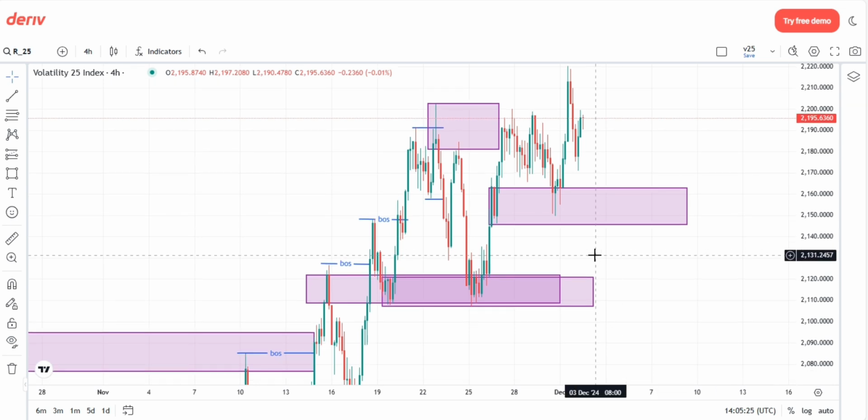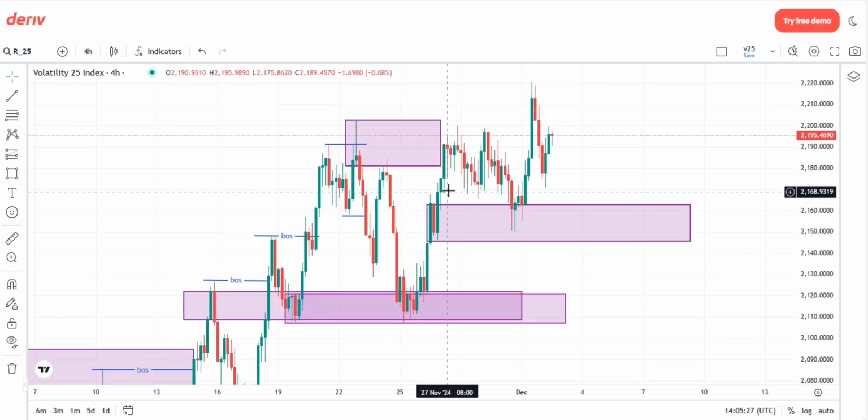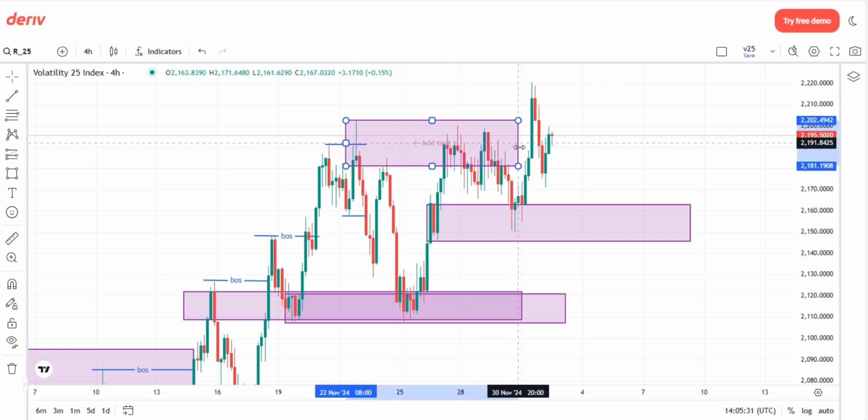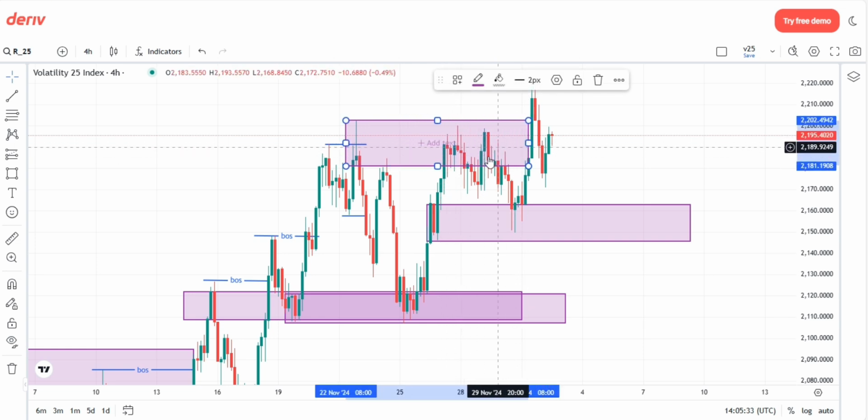After it created that order block, the market went on to try to break this resistance, and it was failing. So there was a lot of consolidating in this zone, and then the market gathered some momentum. Why? Because look at this move.